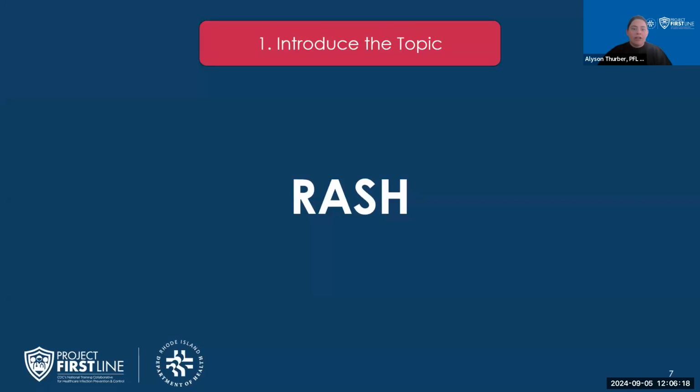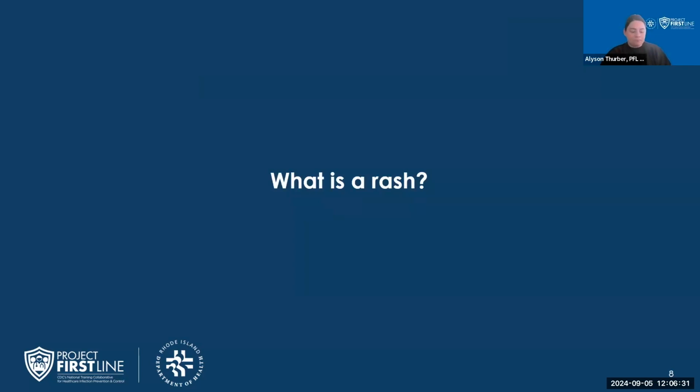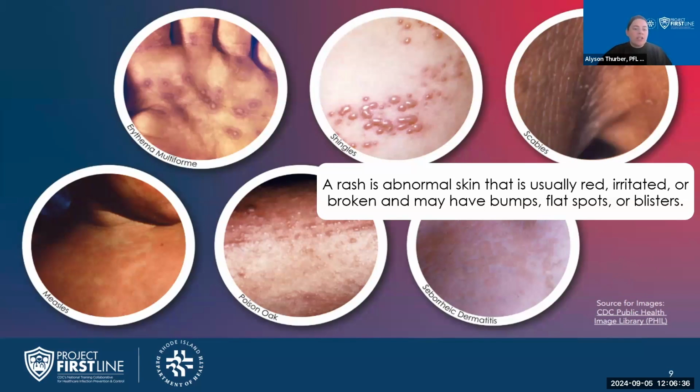So let's just jump right in because it's quick. When you're first teaching part of a MicroLearn, an infection control concept, you first want to just introduce the topic. So today we'll discuss rash. What is a rash? Very simply, a rash is abnormal skin that is usually red, irritated, or broken, and may have bumps, flat spots, or blisters. Keep it really simple, really basic, right?